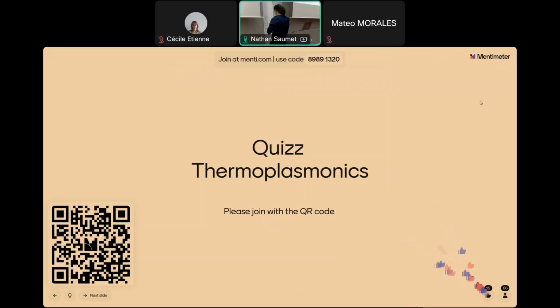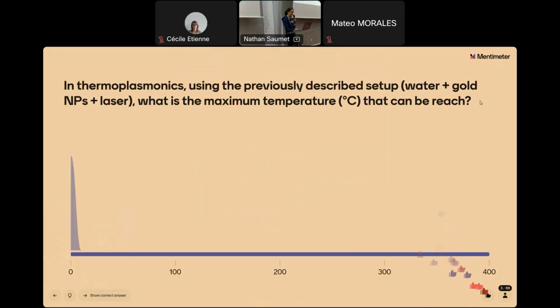So there is only one question here, and it's this one. In thermoplasmonics, so using the setup I previously described, what is the maximum temperature that can be reached?